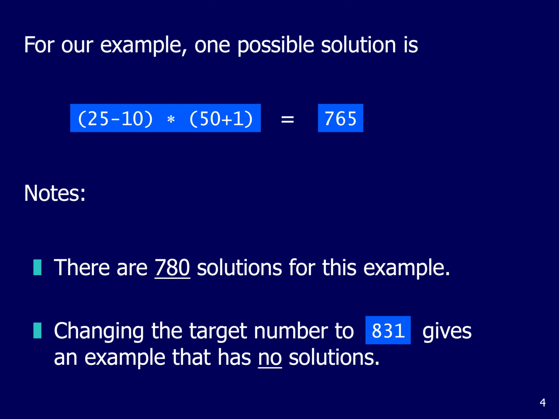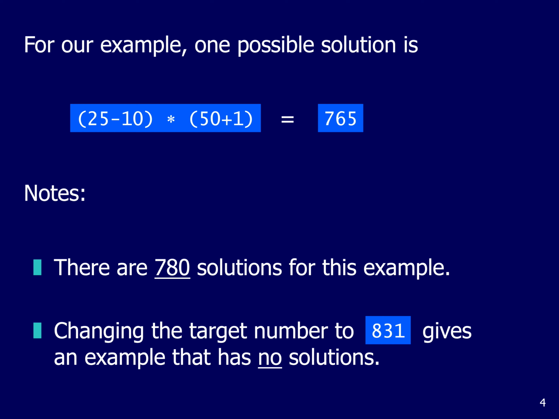And of course, many of these will be quite similar. So for example, if you look at the expression above, if I took the 50 plus 1 and I flipped around the addition and I did 1 plus 50, that would be a very similar expression. All I've done is use the commutativity of addition, and that would still give 765. And similarly, I could swap the two sides of the multiplication because multiplication is commutative, and that would give the same answer as well. So many of the solutions in the solution space, in this case 780, will be quite similar, and actually we're going to come back to this point later when we try and increase the efficiency of the program which we're going to be writing.